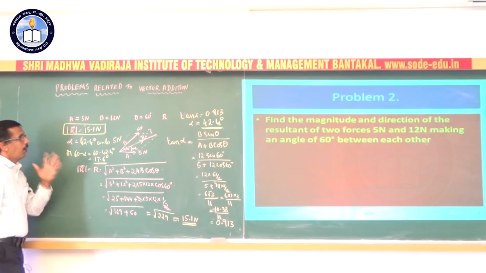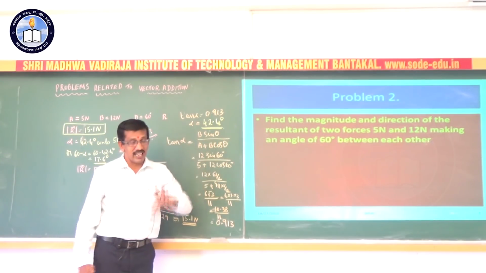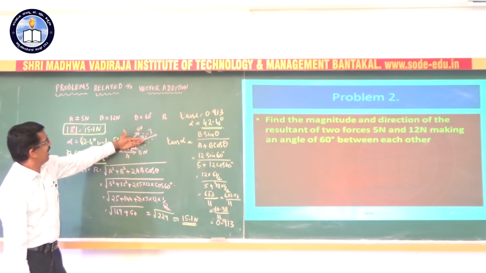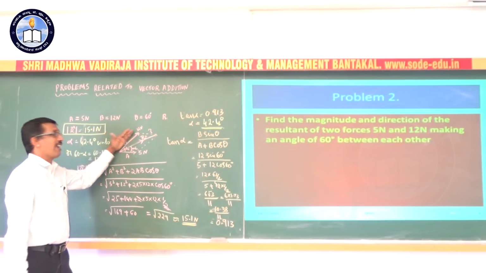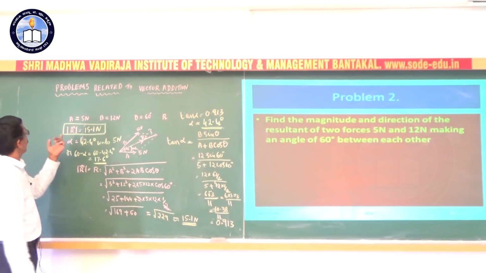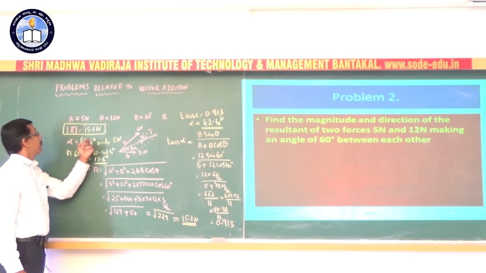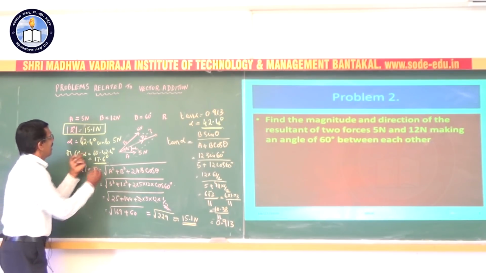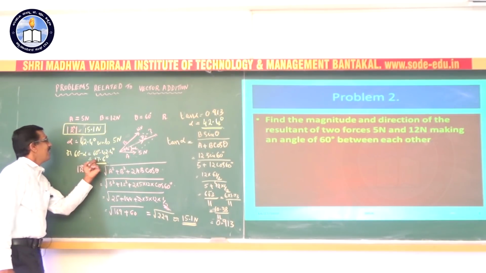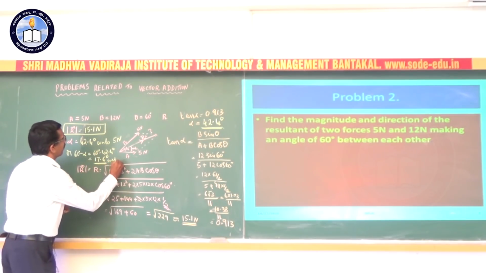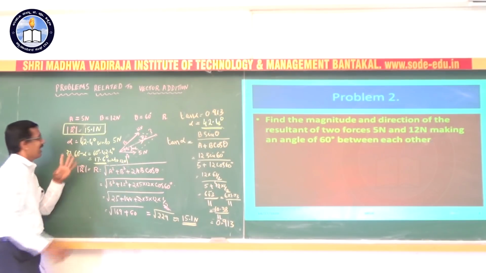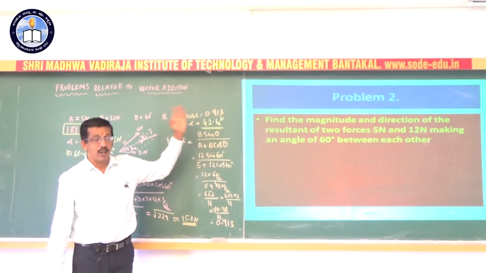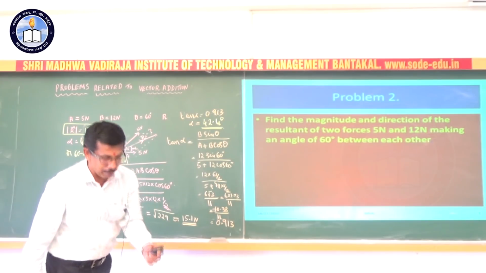So the answer for the second problem is the direction is stated either with respect to one force or with respect to the second force. That is left to you. So alpha either 42.4 degree with respect to 5 Newton, or 60 degree minus alpha, that is 60 degree minus 42.4 degree is 17.6 degree with respect to 12 Newton. Any one you can write, no need to write the direction like this, or just you find the angle and keep it, no problem. This is about the second problem.